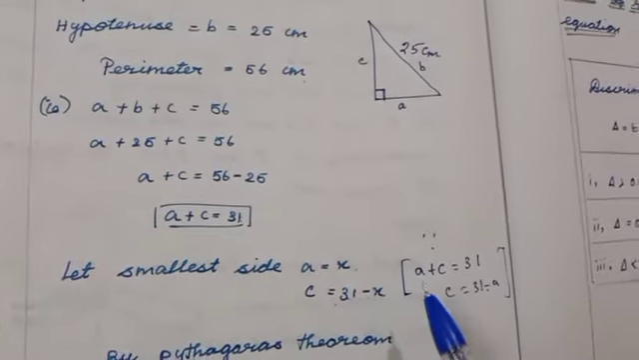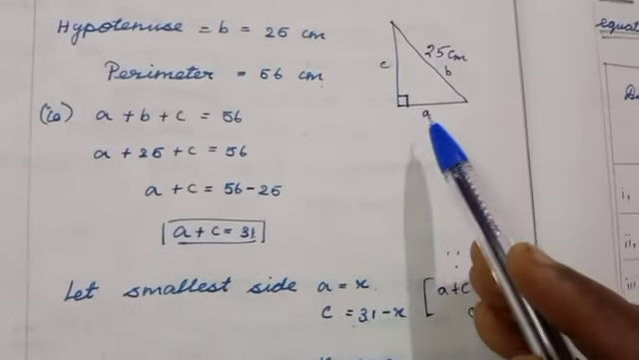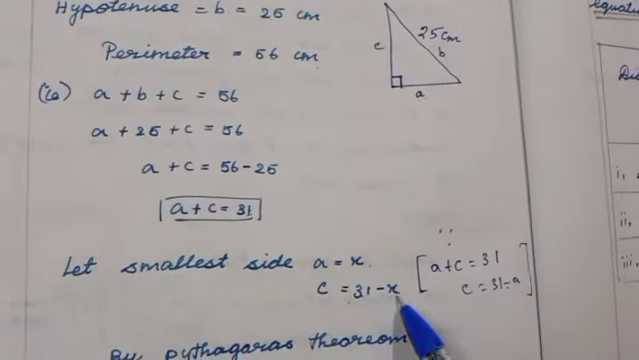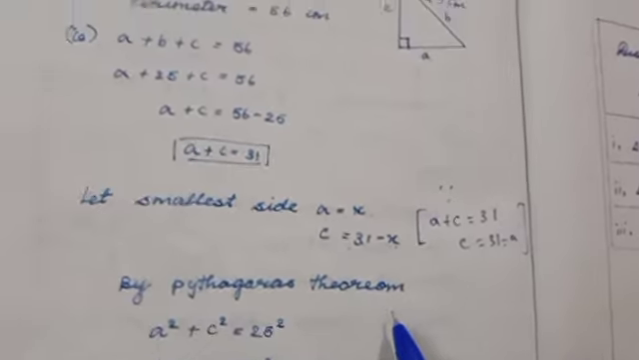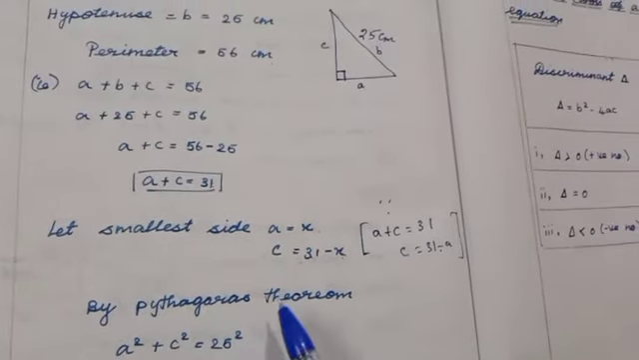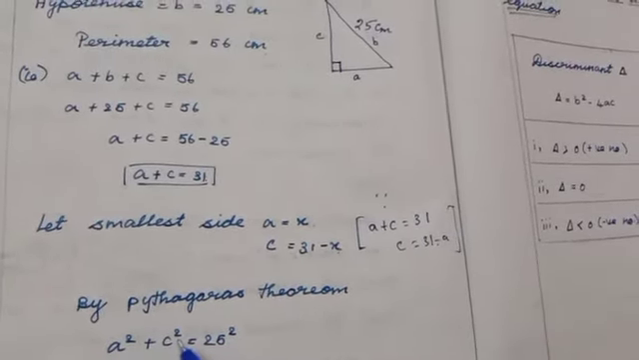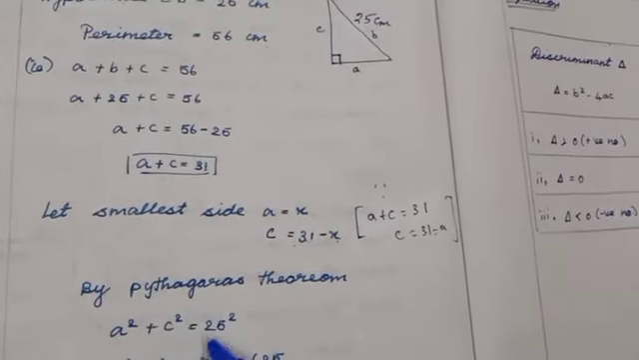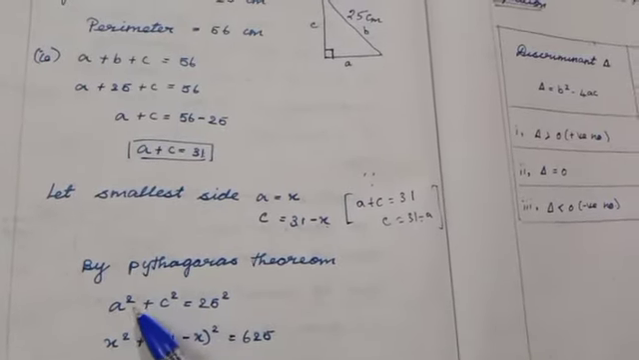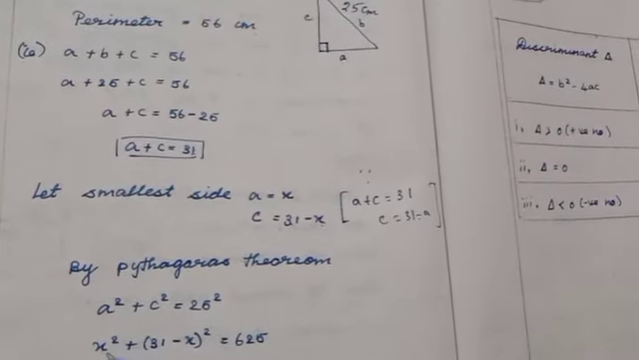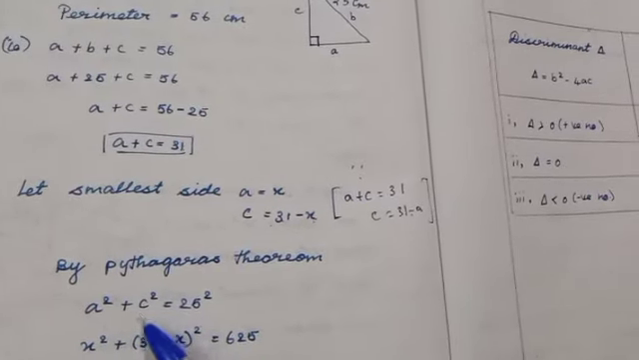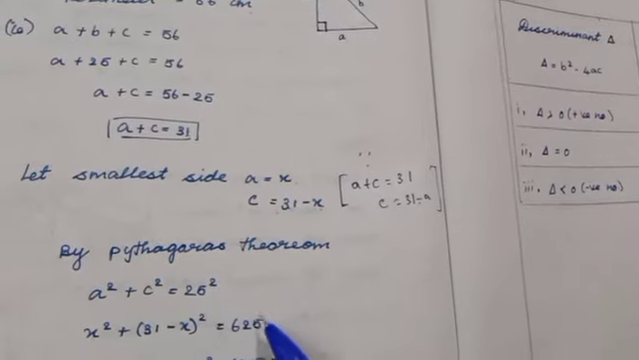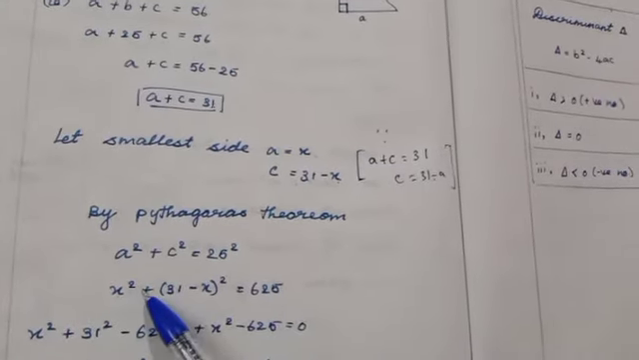Now we have three values. A is x, B is 25, C is 31 minus x. Now you have to apply the Pythagoras theorem. Hypotenuse square is equal to the sum of the other two sides' squares. Hypotenuse is 25 square. So A square plus C square is equal to 25 square. So x square plus C value, what we found, 31 minus x whole square, equals 25 square, value 625.